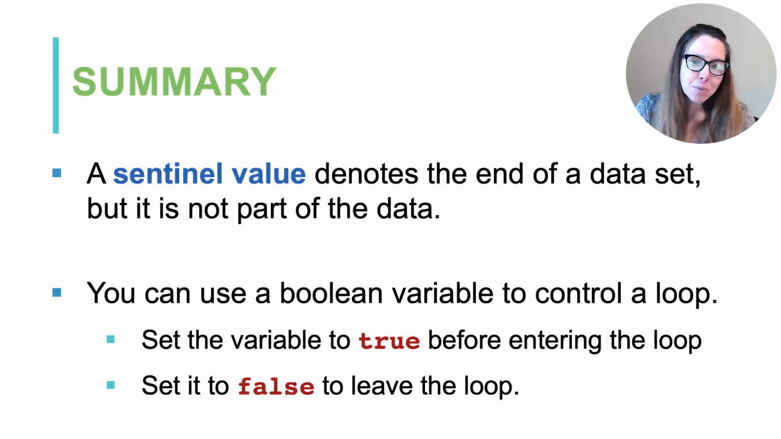We've looked at using Boolean variables to control a loop. When we choose to do that, we set that variable to true before we enter the loop, and in order to leave the loop, we must change it to false. And that would be a signal that the condition is no longer met and we exit the loop.